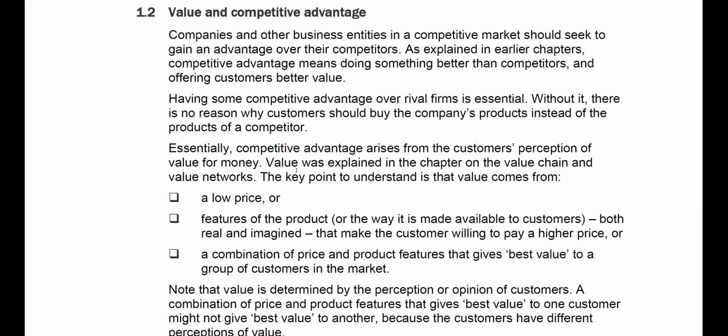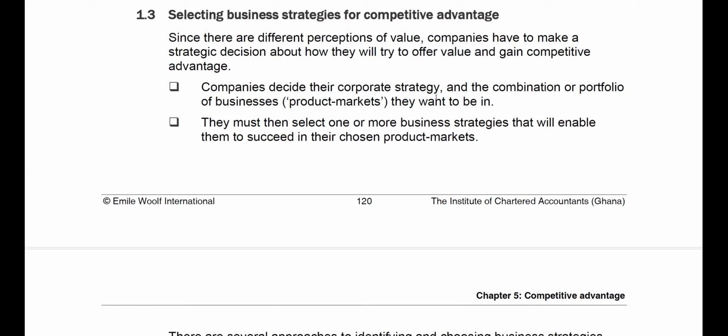Yes. Now, how do we select business strategies for competitive advantage? Since there are different perceptions of value, companies have to make a strategic decision about how they will try to offer value and gain competitive advantage. Now, companies decide their corporate strategy and the combination or portfolio of businesses. So all the time, when you're looking at your corporate strategy, you must look at how you are going to combine your different strategic business units or your different kinds of products that you want to sell or the kind of market you want to go in. That is where you look at your product and market.